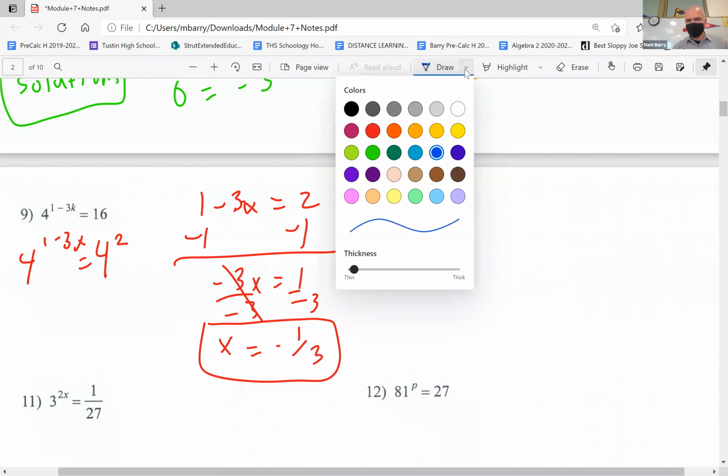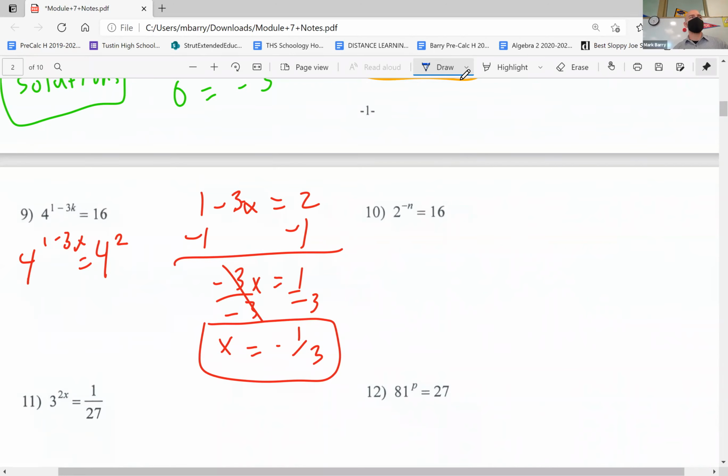Same idea here. So I'm going to start off, I'm going to look at the bigger number. So the bigger number is 16. Can I write 16 as 2 to some power? I think yes, okay? So I'll count this one out. So 2 to the first power is 2, right? 2 to the second power, 4. 2 to the third power is 8. 2 to the fourth power is 16. So if I multiply 2 by itself 4 times, it's going to give me 16. So it's going to say 2 to the fourth equals 2 to the -n.